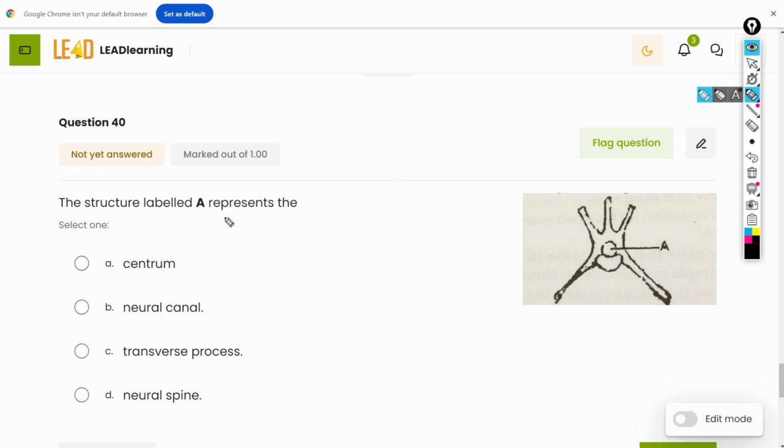Question 40. The structure labeled A represents... Now, to start with, what vertebra is this? This is the lumbar vertebra. We know it is the lumbar vertebra because of its prominent transverse processes, one transverse process, another transverse process, and then we also see a prominent neural spine, and then there's a centrum as well.